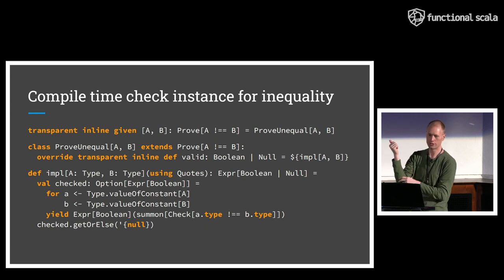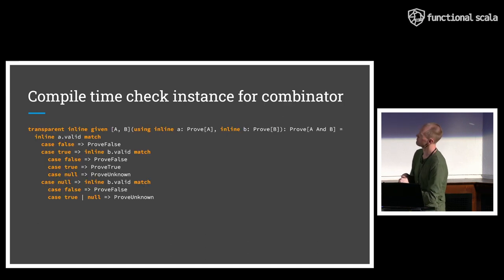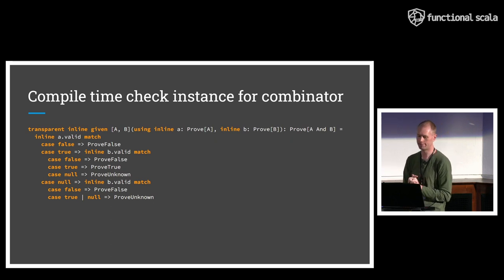Otherwise, we'll just use a null, saying we couldn't evaluate that. And so let's also create some combinators that work. So if we have a proof for A and B, we can just inline them, and we resolve it all at compile time. And this is like three-valued logic. So if A is valid, we check that, and then we see if it's false. We can just say, hey, the whole thing's going to be false. Don't bother checking the other side.